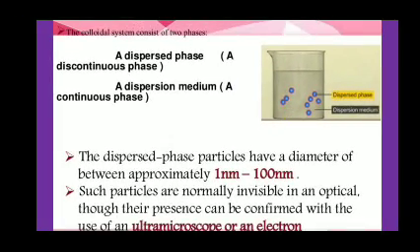Colloids present two components: one is the dispersed phase, the other is the dispersion medium. Dispersed phase is the discontinuous phase, and dispersion medium is the continuous phase.